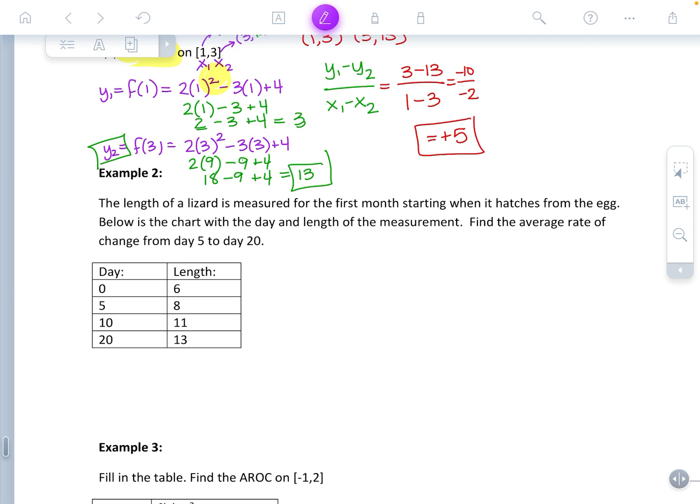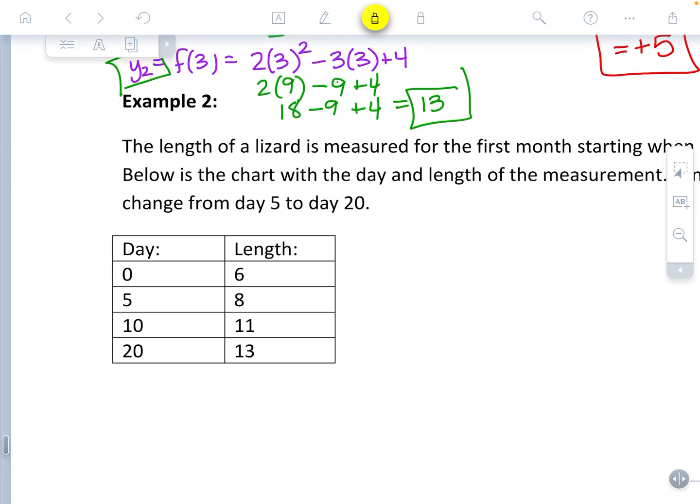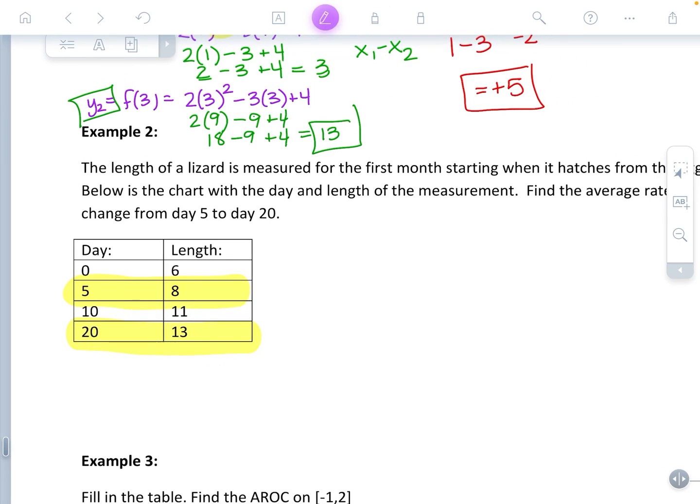So first off, it says from day 5 to day 20, and I have 4 different days. So I'm going to highlight the ones that I'm focusing on, day 5 and day 20. Those are going to be my 2 points that I'm using for my formula. So if you're going to use your formula, you need to know what is x and what is y. Generally, our charts are written like this, where x is on the left and y is on the right. If it's not written that way, generally time, something to do with time, is going to be your x value.